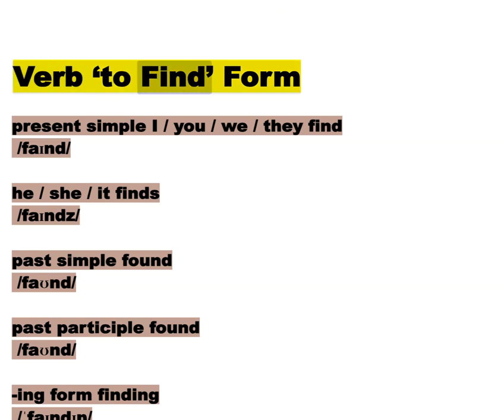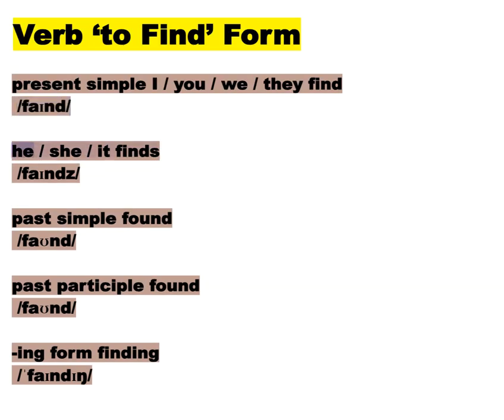Verb to find forms. Present simple: I, you, we, they find; he, she, it finds. Past simple: found. Past participle: found. Ing form: finding.